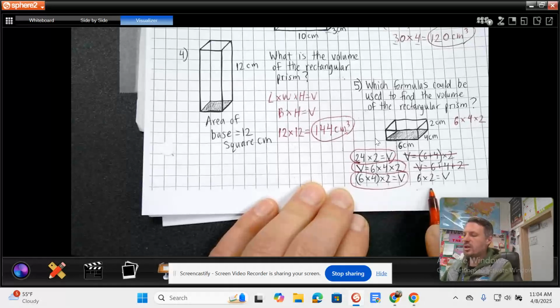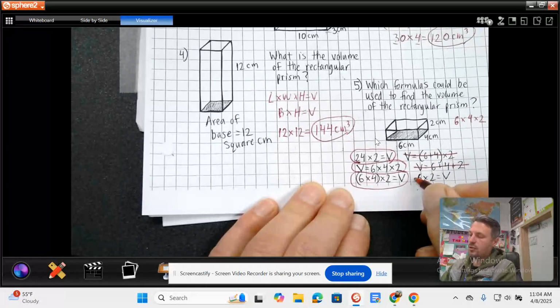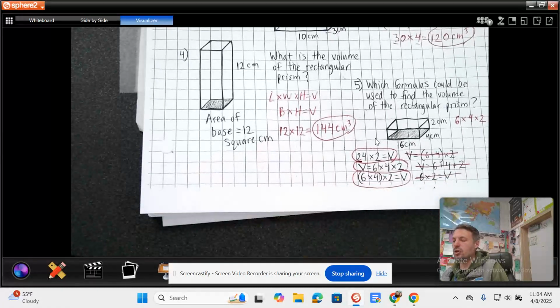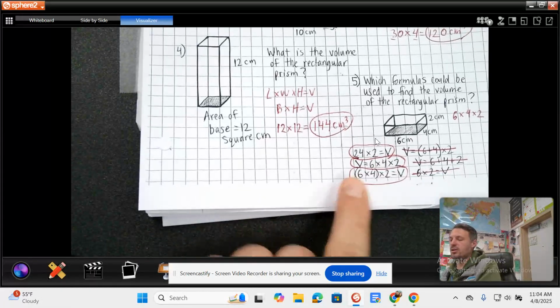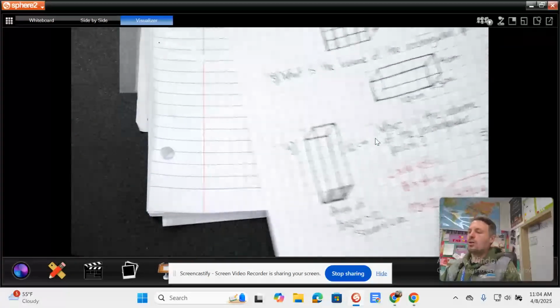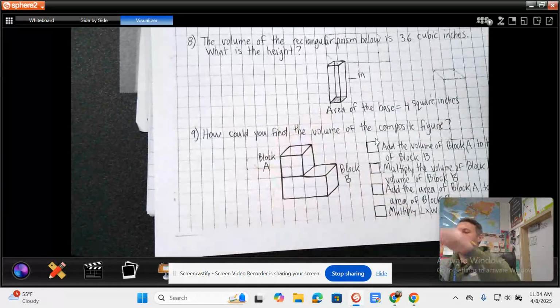Would 6 times 2 equal the same thing as 6 times 4 times 2? No way. No way, Jose. So let's get rid of that one. All right. So all the ones on the left worked, and all the ones on the right didn't work. That's convenient. All right. Next side.